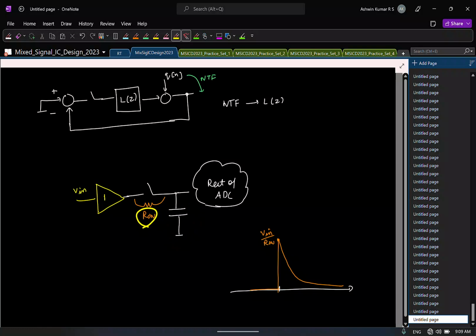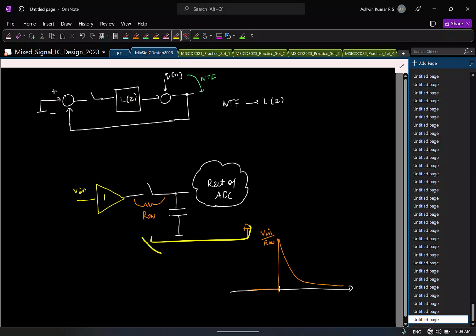R will reduce because you have smaller and smaller time for settling. For the same capacitance, the RC time constant will reduce, so R will reduce. So this current will keep increasing crazily, right? And remember, this current has to be provided by this buffer here, right? So in practice, it is not just enough to design the ADC.